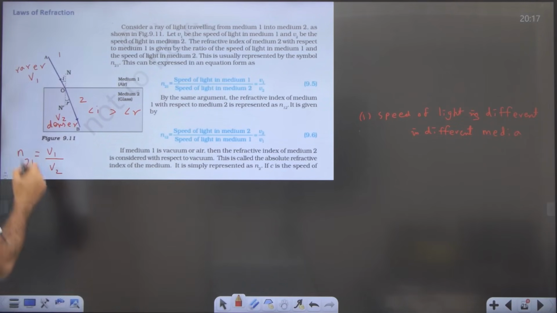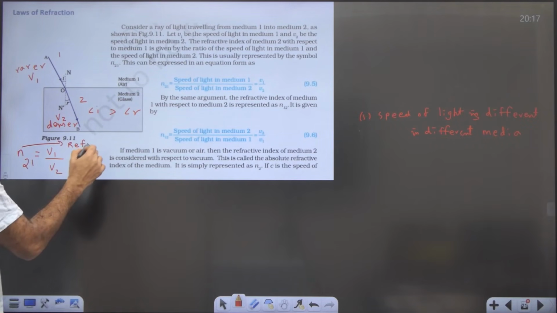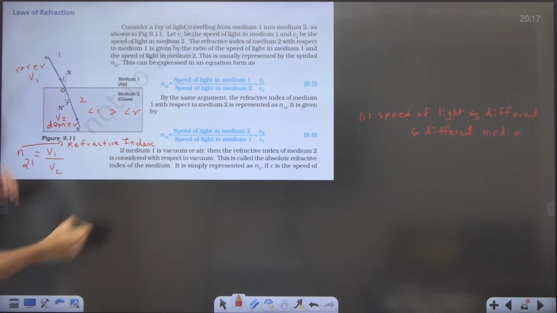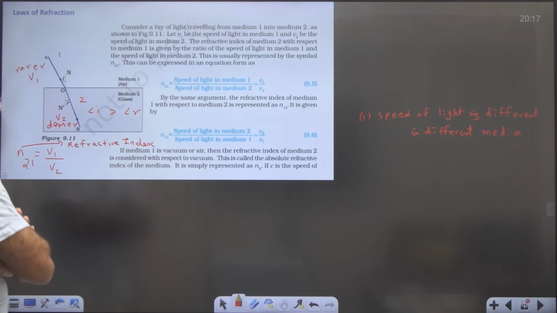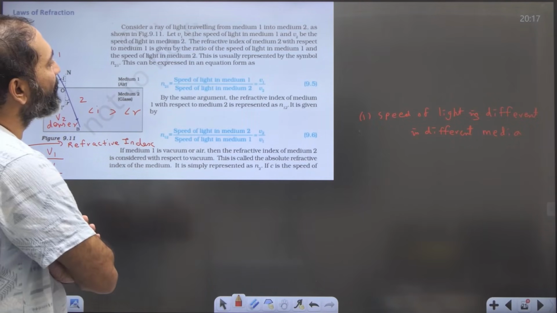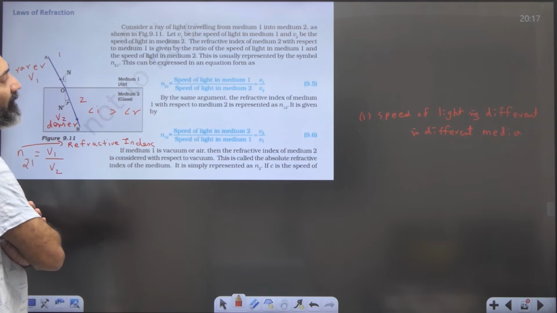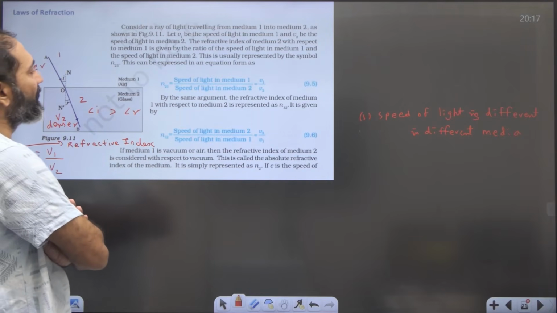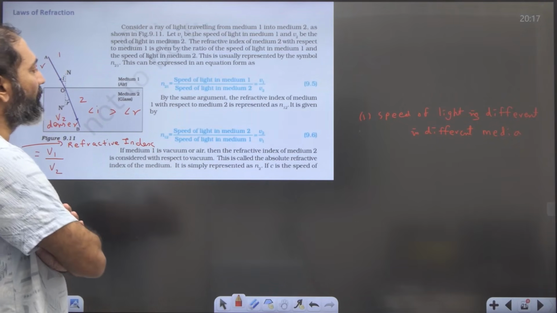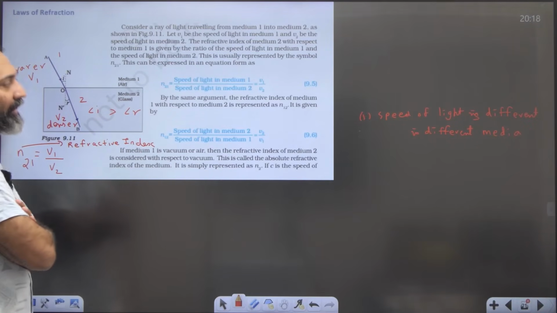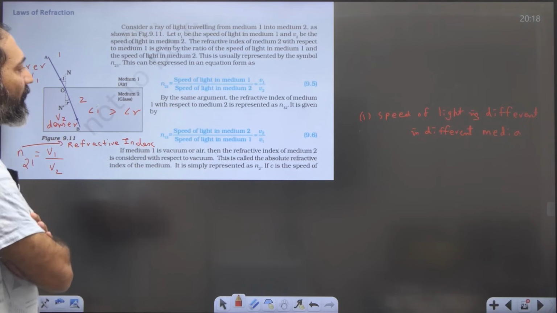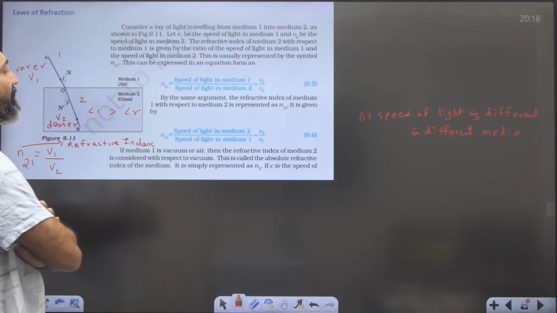This symbol is called refractive index. The refractive index of medium 2 with respect to medium 1 is given by the ratio of speed of light in medium 1 to speed of light in medium 2. This is usually represented by the symbol N21. As an equation, N21 is equal to speed of light in medium 1 divided by speed of light in medium 2, that is V1 by V2.